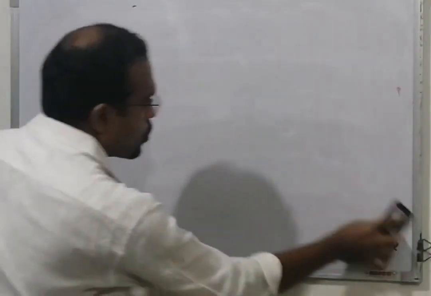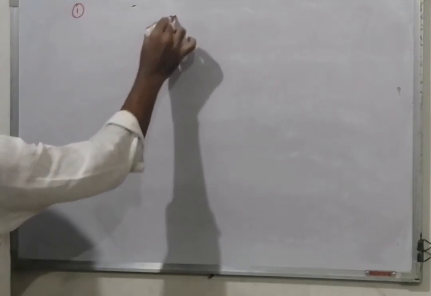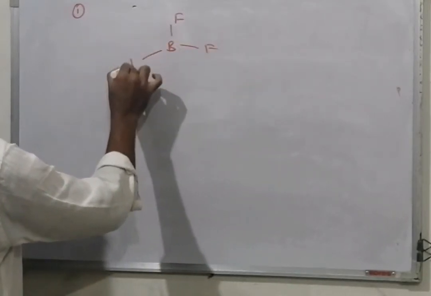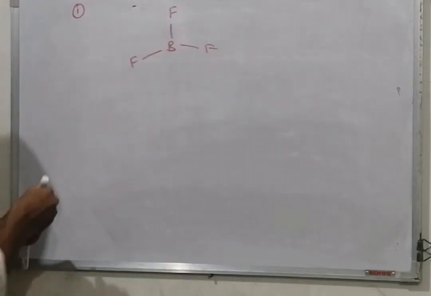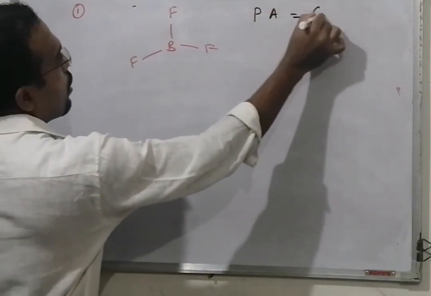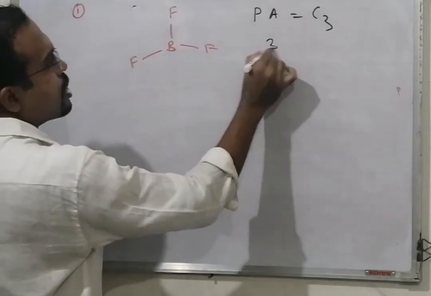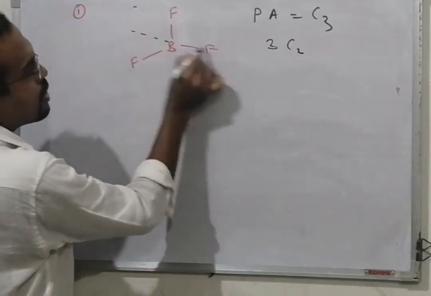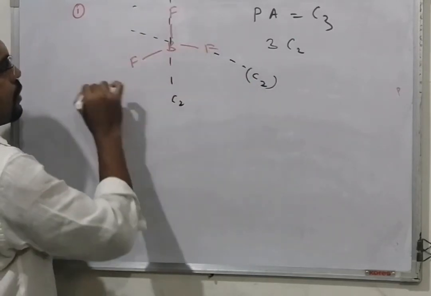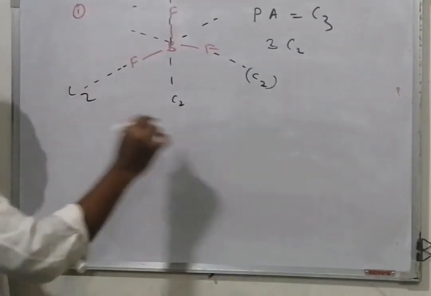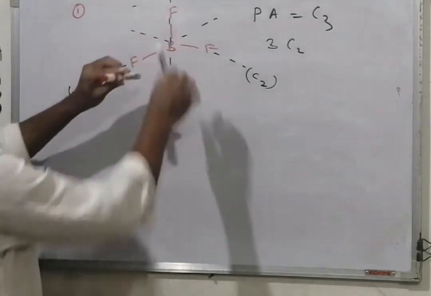First, I have already given you one example, BF3. First example, BF3. Okay, what is the principal axis? Principal axis is C3 crossing the B. Now it has 3 C2. This is one C2, this is another C2, this is another C2. 3 C2. All these C2s, because one C2 is like this.